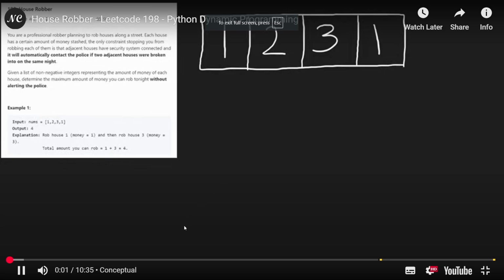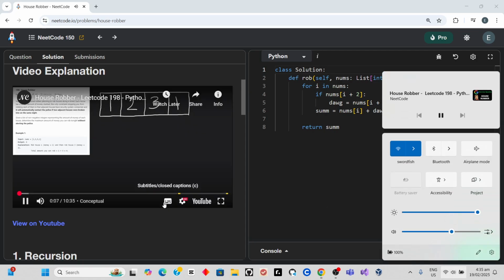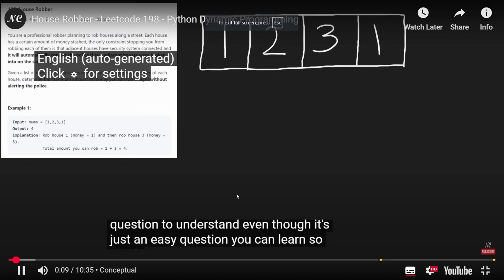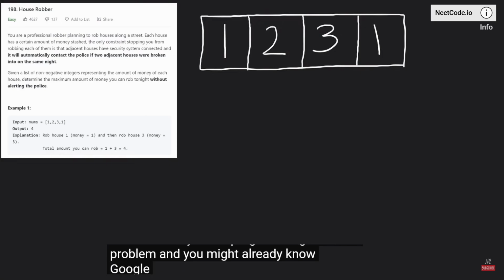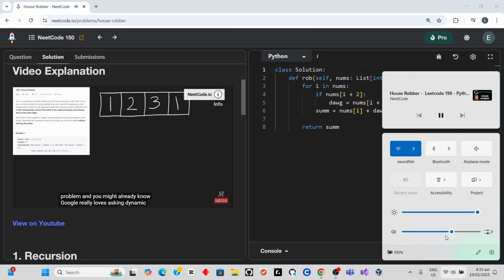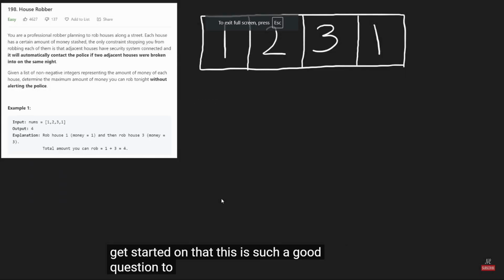Okay, let's solve LeetCode 198, House Robber. In my opinion, this is such a good question to understand. Even though it's just an easy question, you can learn so much about dynamic programming from this problem. And you might already know, Google really loves asking dynamic programming problems, and if you want to get started on that, this is such a good question to understand.